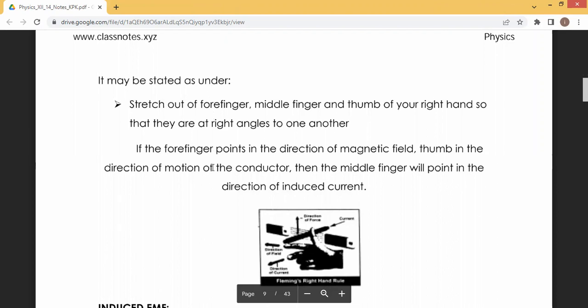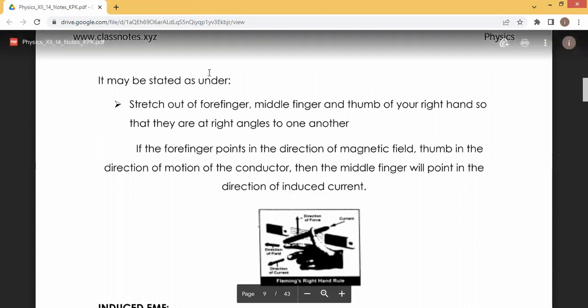It is stated as: stretch out the forefinger, middle finger and thumb of your right hand so that they are at right angles to each other. The forefinger points in the direction of the magnetic field, the thumb in the direction of the motion of the conductor, and the middle finger will point in the direction of induced current.